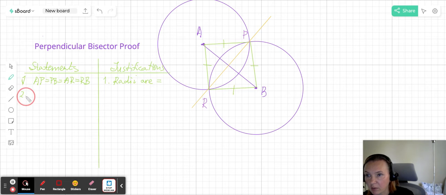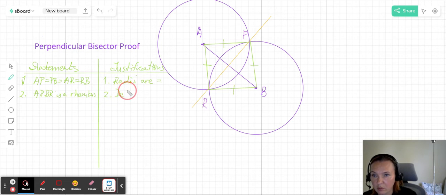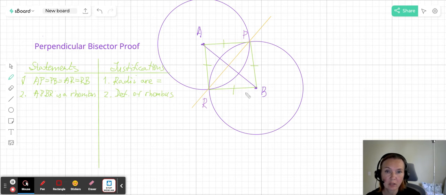All right, now my second step is a kind of logical conclusion from this. Now I'm looking at my diagram. I'm looking at the green quadrilateral here, APBR, and I see that it is a rhombus, right? So I'm going to say that APBR is a rhombus. And why is that? That is the definition of a rhombus. A rhombus is defined as a quadrilateral with all four equal sides. So that's the definition of a rhombus.